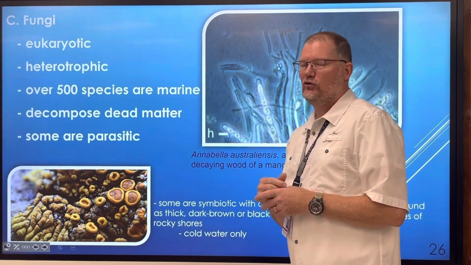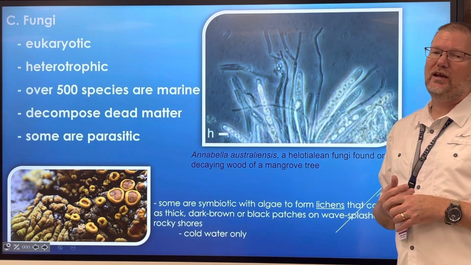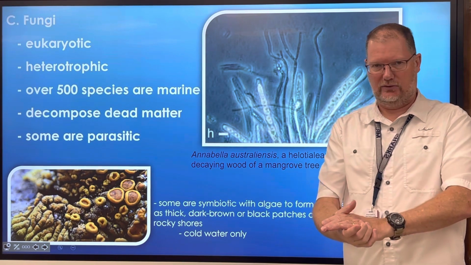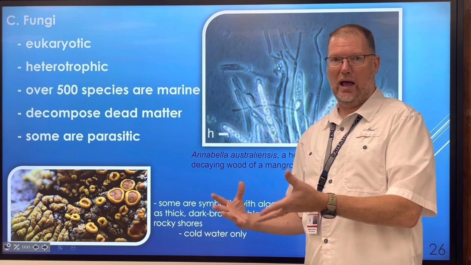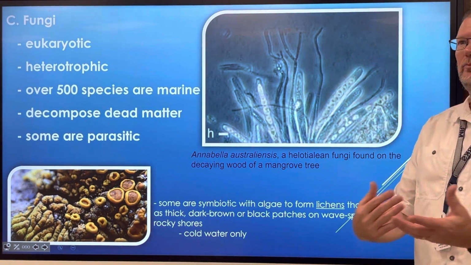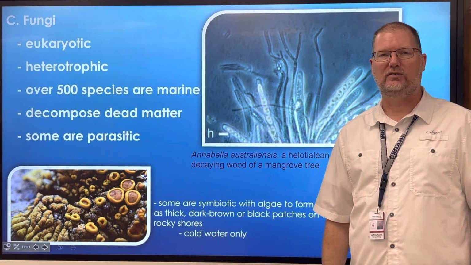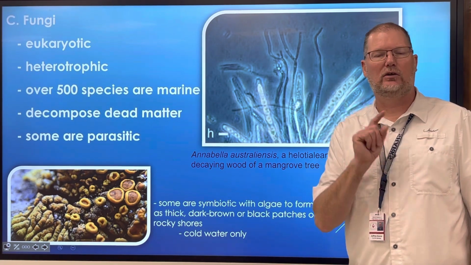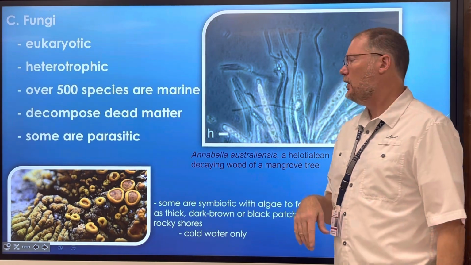There's over 500 species that are marine. There's some that are freshwater. And of course, they are so important, just like the bacteria, for decomposing dead things and recycling those nutrients back into the food chain, food web ecosystem. And some of them are parasitic. So a fish can get a fungal parasite, just like you can get athlete's foot, which is a fungal parasite. You can get ringworm. It's not a worm, it's a fungal infection, okay? Living on you. Just a little bit of cream and it goes away.